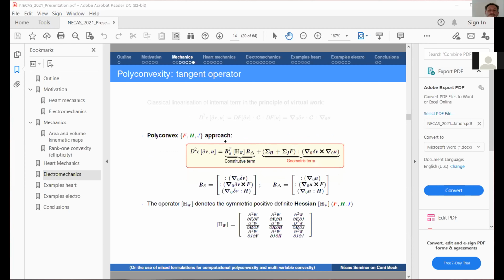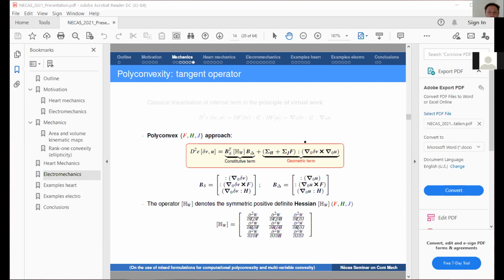However, if you go for a linearization based on F, H and J, which are the 3 arguments forming polyconvexity, then the geometric term is purely geometric, in the sense that if we substitute the gradient of delta V and the gradient of U with rank 1 tensors, this cross product immediately tells you that that term is going to be 0, because the cross product of 2 equal rank 1 tensors is going to be 0.